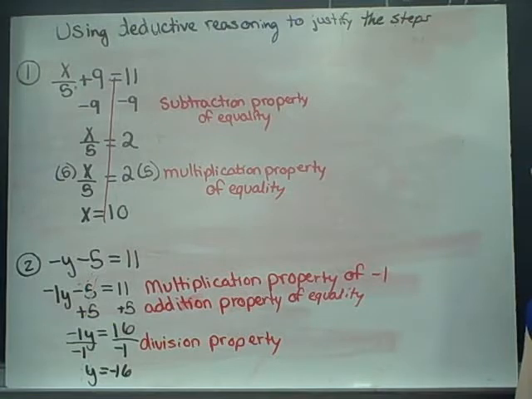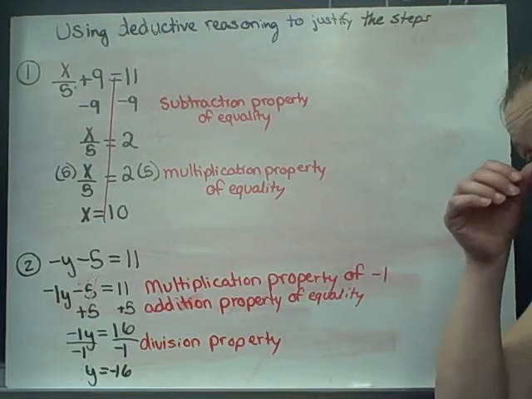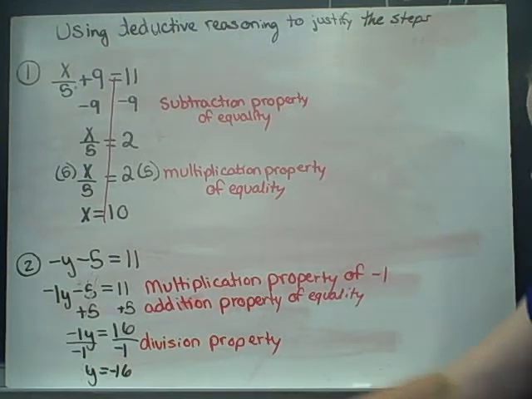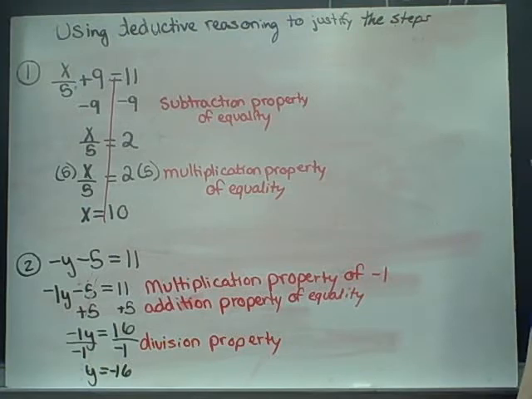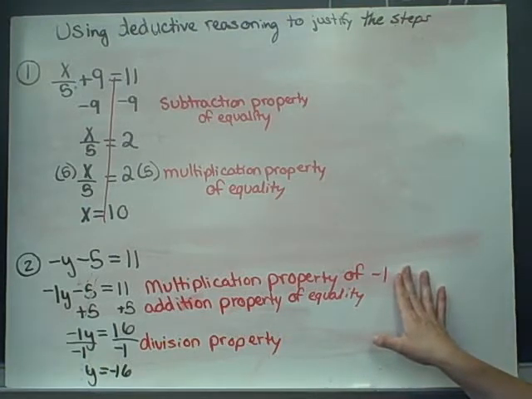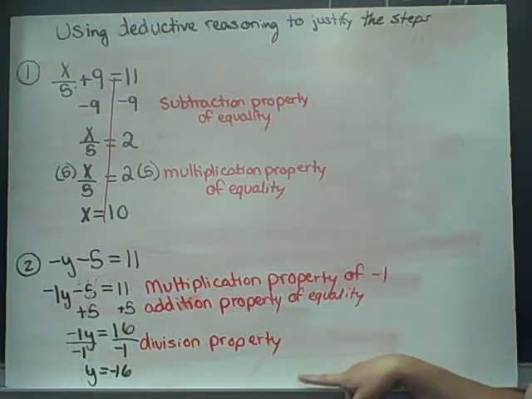And then I'm going to divide by a negative 1, because remember, my variable must be positive. And in order to get it positive, I must divide by that negative 1. So y would equal a negative 16. I use the addition property of equality and the division property of equality.